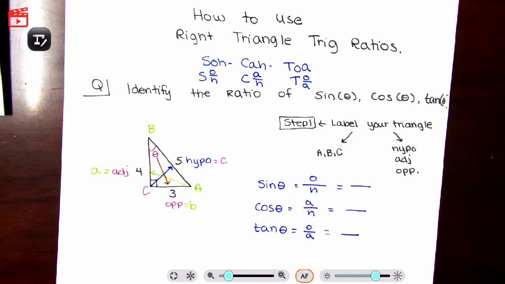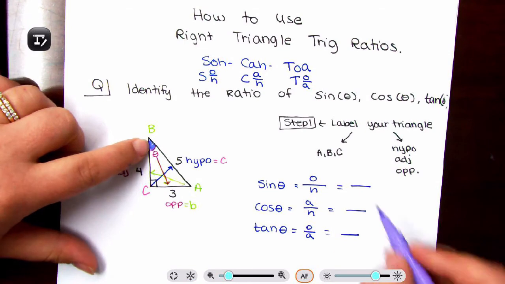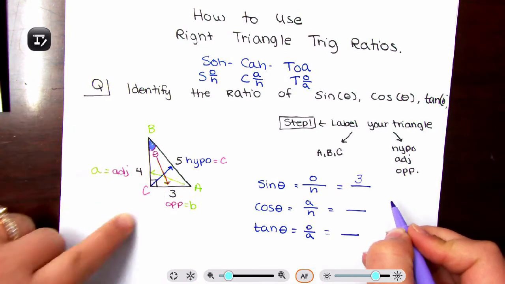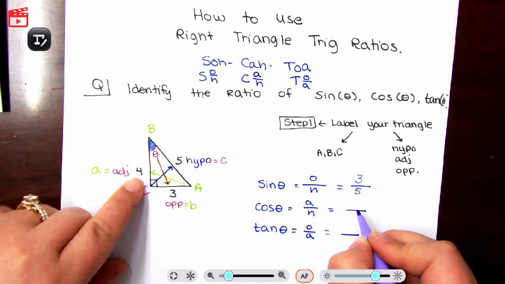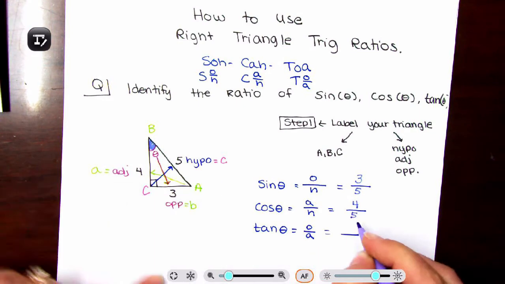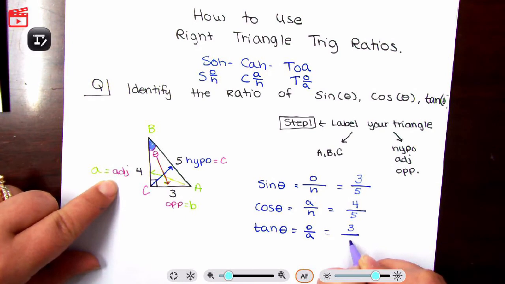Here's my eyeball, here's my theta, here's my angle. Opposite of my eyeball is the number 3. Hypotenuse is the number 5. Adjacent is the number 4. Hypotenuse is the number 5. Opposite is the number 3. Adjacent is the number 4.